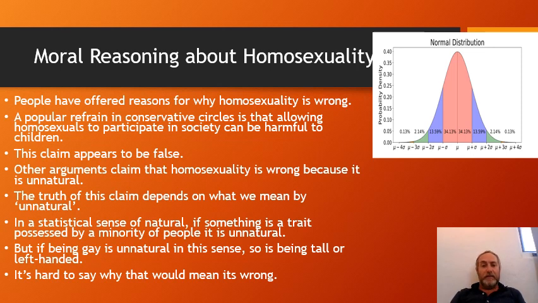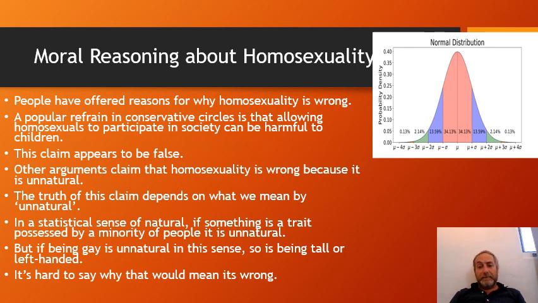Can we reason about it? Well, people have offered reasons for why homosexuality is wrong. A popular one in conservative circles is that allowing for homosexuality could be harmful for children. That appears to be a false claim. So good reasons will be true reasons, and if the reason is false, then it's not a good reason. But they did try to offer a reason. Other arguments will be something like, homosexuality is wrong because it's unnatural. And of course, that will depend on what we mean by unnatural.